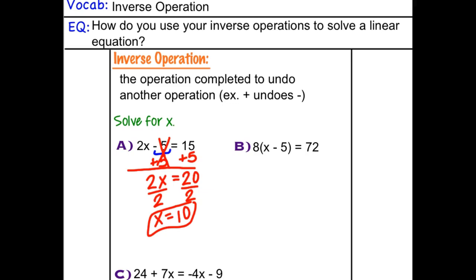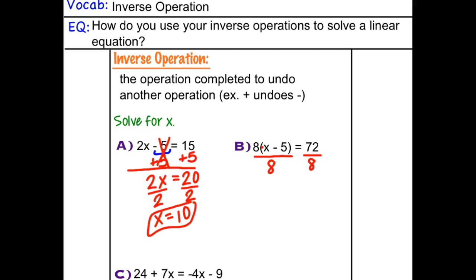So let's look at the next one. I'm seeing 8 times x minus 5 equals 72. What am I going to do first? How about we distribute the 8? You could, but actually, I'm going to tell you right now that's going to add another step. I look at this as saying, well, 8 is being multiplied by x minus 5. So if I wanted to undo multiplying, I would divide by 8. And it just so happens 72 is divisible by 8.